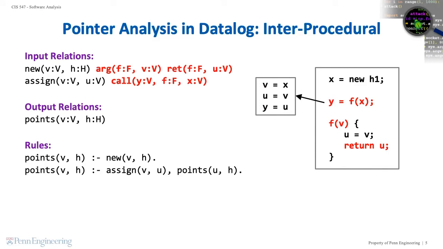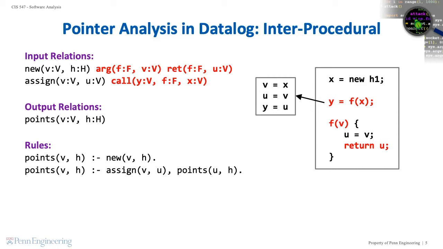To implement the inter-procedural version of the pointer analysis, we need to add input relations capturing function calls, function definitions, and return statements. These are arg(f, v), ret(f, u), and call(y, f, x), where the letter capital F denotes the set of all functions in the program being analyzed.